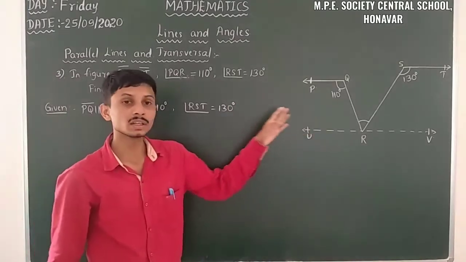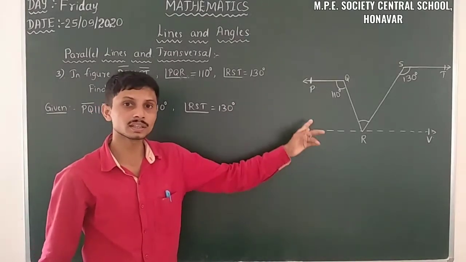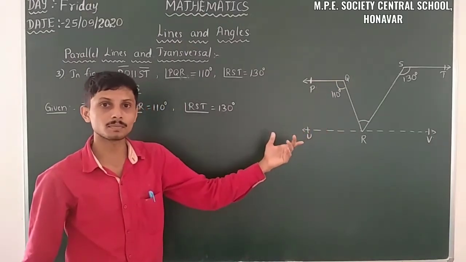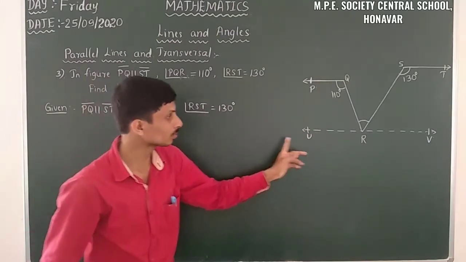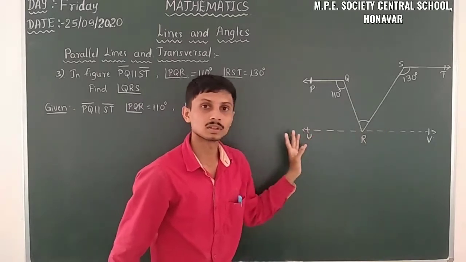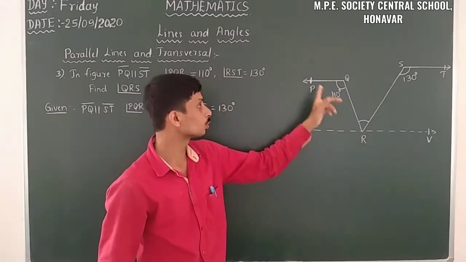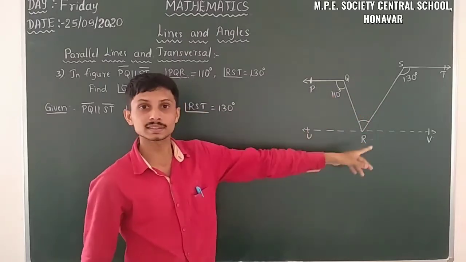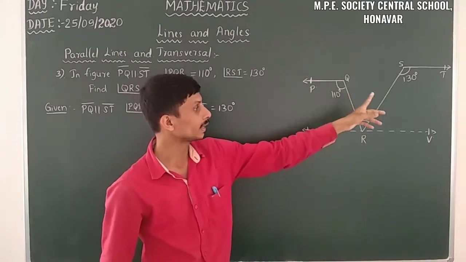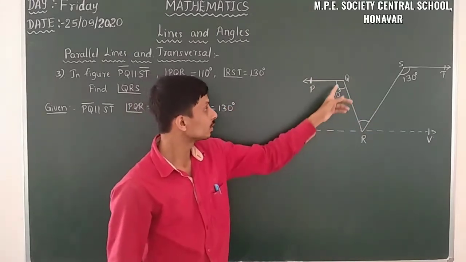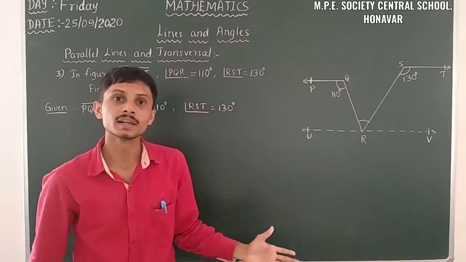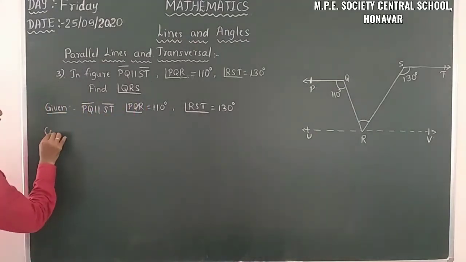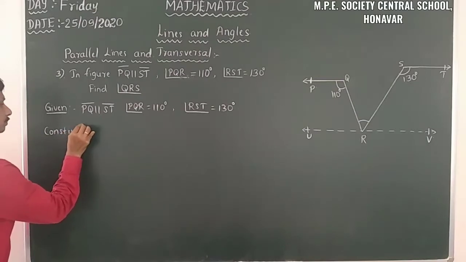So here there is no transversal. In between PQ and ST there is no common transversal here. So for that we have to draw a line segment UV parallel to PQ and ST. So in this case two cases arise, that is PQ is parallel to UV and ST is parallel to UV, and QR and SR are both transversals here. So let us take the construction.